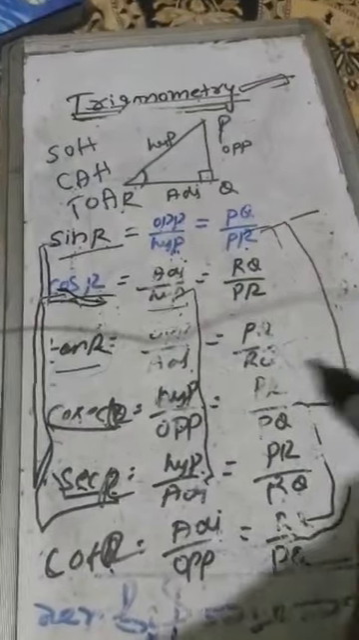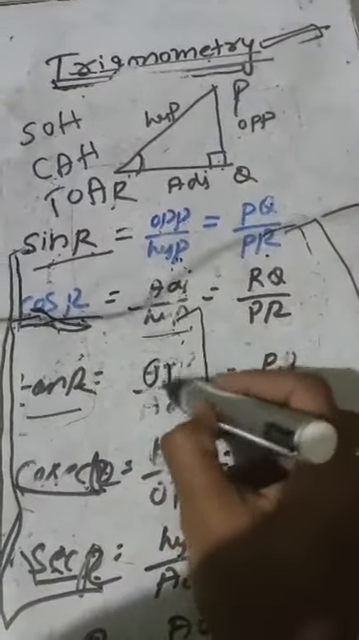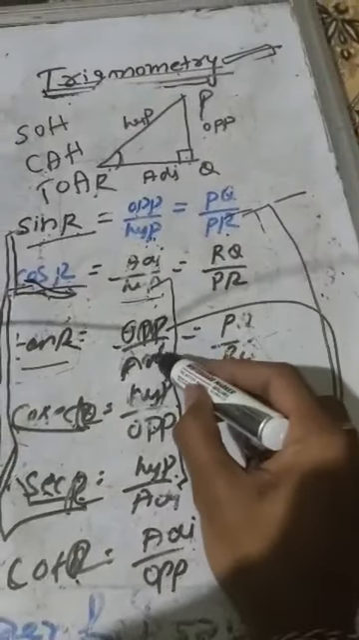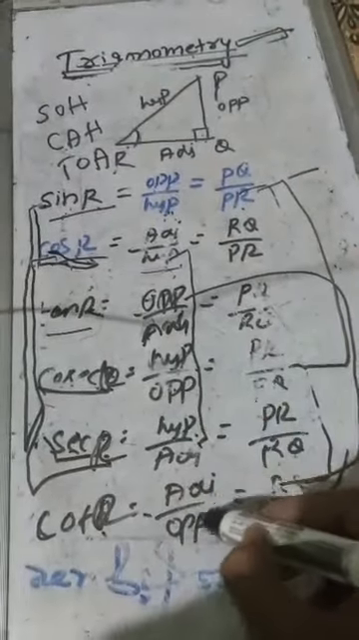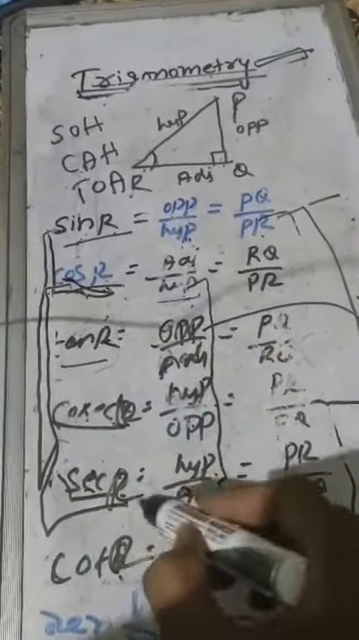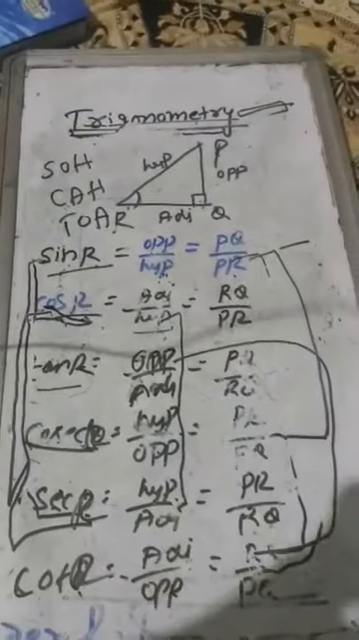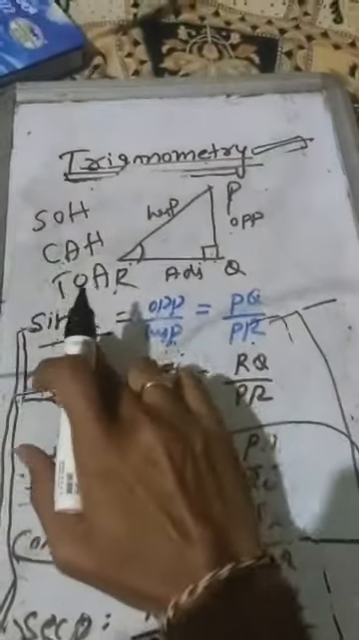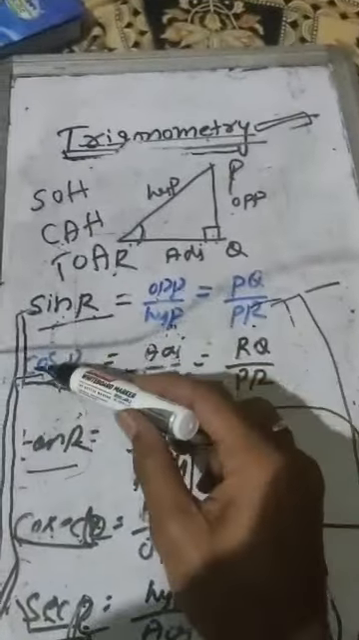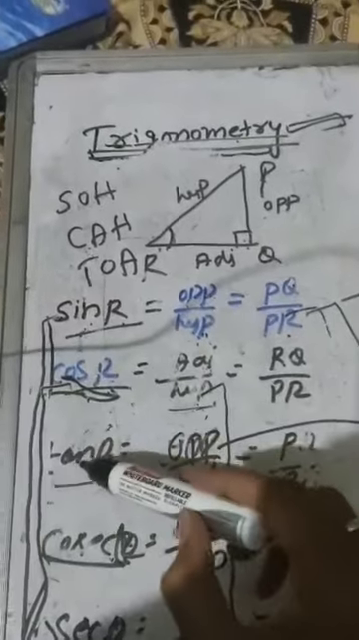Next is tan. Tan means opposite by adjacent. Next we go through cot. Tan means opposite by adjacent, cot means adjacent by opposite. The reciprocal of tan is cot R, and the reciprocal of cot is tan. What does the reciprocal relation mean? Reciprocal of sin gives cosec, reciprocal of cos gives secant, reciprocal of tan gives cot.